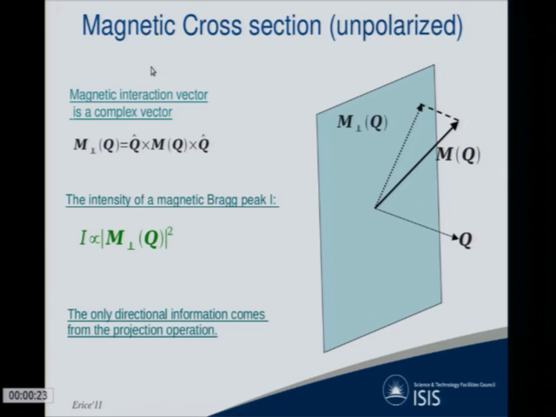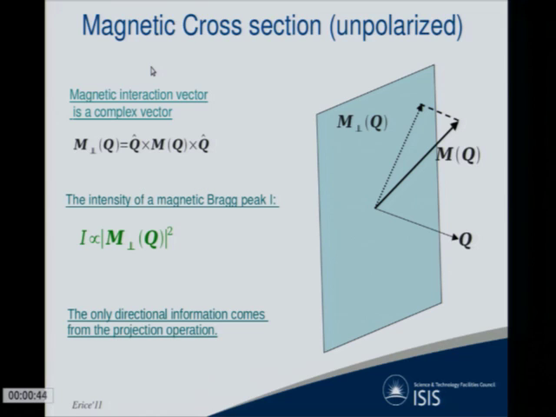And what it means is that it's very simple. If you have a magnetic moment that is in the same direction as Q, then the projection perpendicular to Q is 0. So you have a very strong extinction rule with neutron that if the moment direction is parallel to Q, then you have absolutely no intensities. And that's the only directional information that you get in this problem.